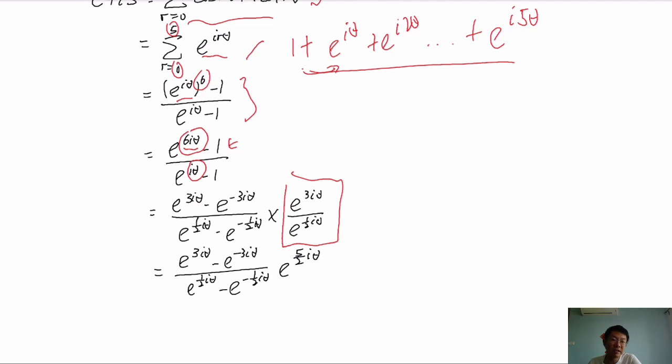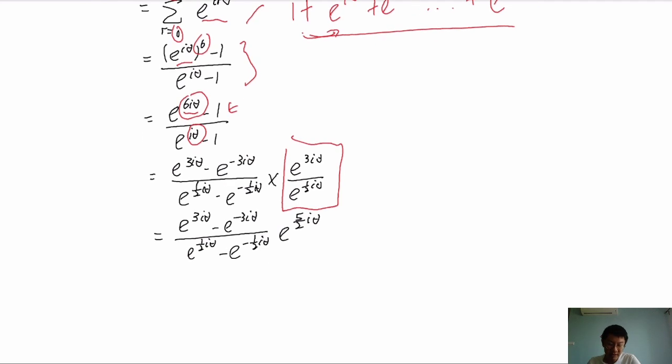For the numerator, we factorize out the e power 3 i theta, and for the denominator, we factorize out e power half i theta. And from there, the two terms will cancel off. It will become e power 5 over 2 i theta. And this chunk of expression is what we really need from the question. So this is what we need to do for the first part.